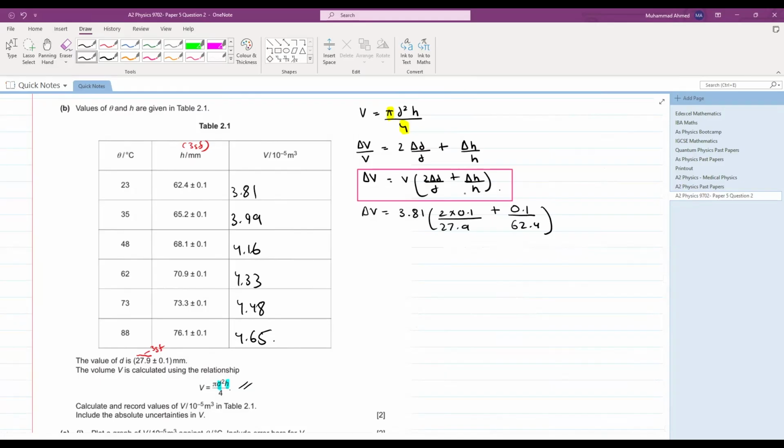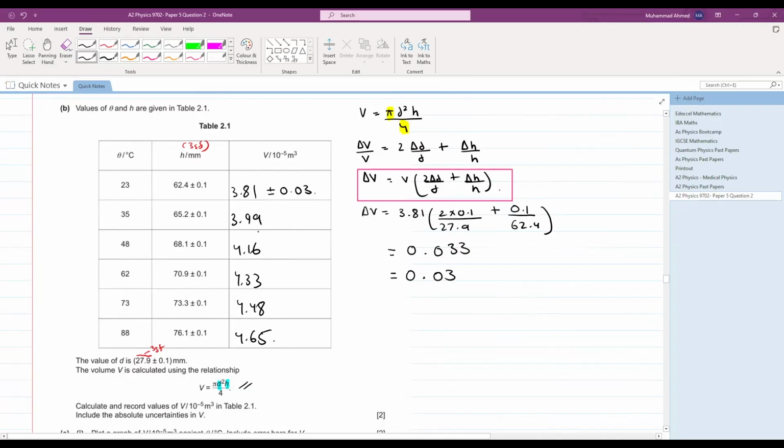What will your answer come out to be? Your answer comes out to be 0.033. Now you will have to round it off till one significant figure. This will become what? 0.03. Perfect. So the first uncertainty is 0.03.